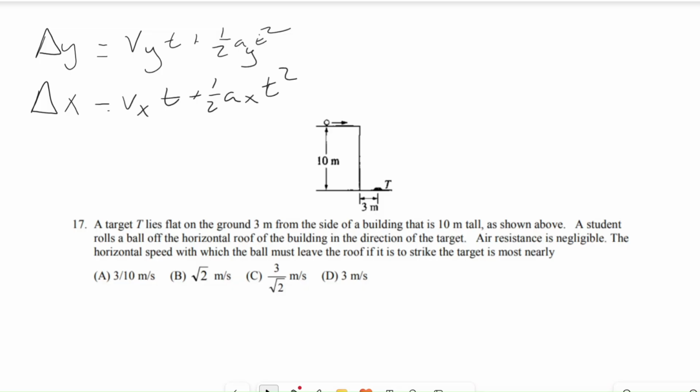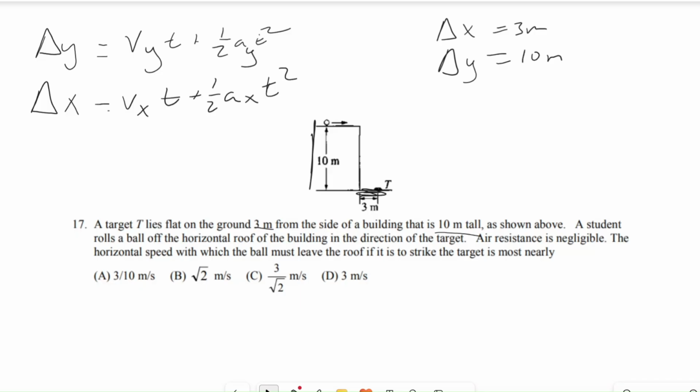Now, the first thing I would recommend everyone do in any physics problem is to list our known variables. So we know that in our x direction, our delta x, which is the ground, is going to be 3 meters. So we write delta x is equal to 3 meters. And then our delta y, which is the height of the building, is 10 meters tall. So right here, this is our delta y. We say delta y is equal to 10 meters.